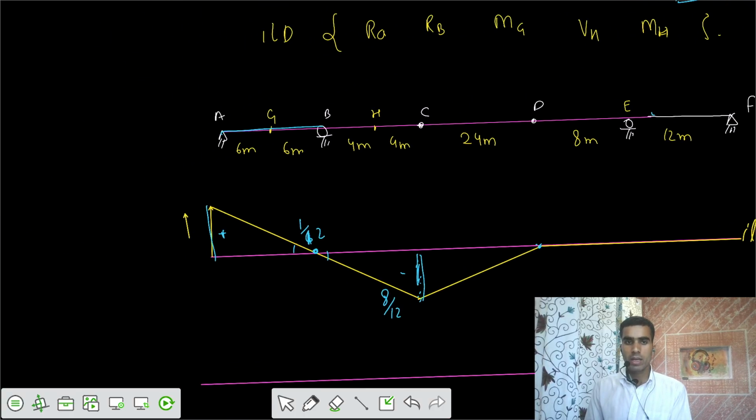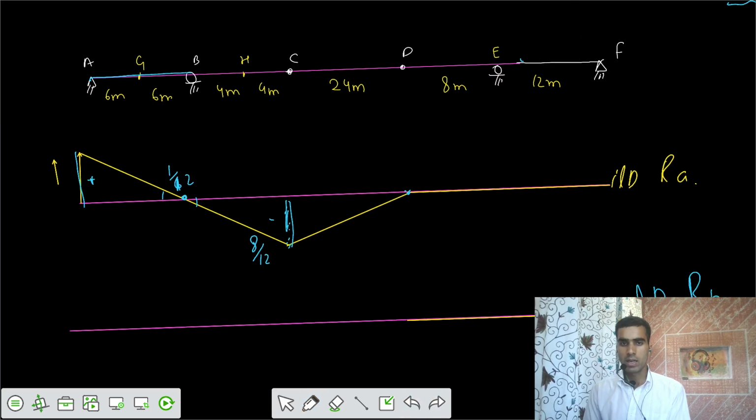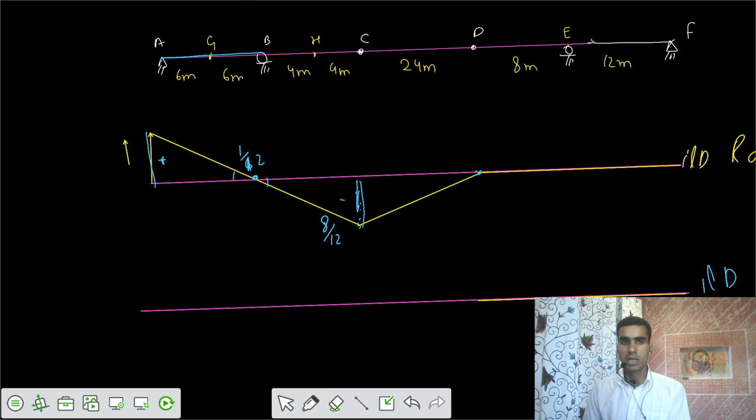Similarly, if you want to draw the reaction at F, that would be similar to that of reaction at A. If you try to draw the ILD for reaction at B, that would also be in this fashion. Let's remove that. Now, if you want to draw the ILD for reaction B, remove the restraint, and apply a unit displacement of 1 unit at that point, and keep the other supports intact. That means here the reaction is 0. If the load was here at point A, that means reaction B would have been 0. So this is your variation.